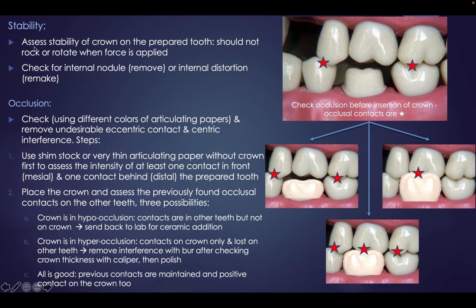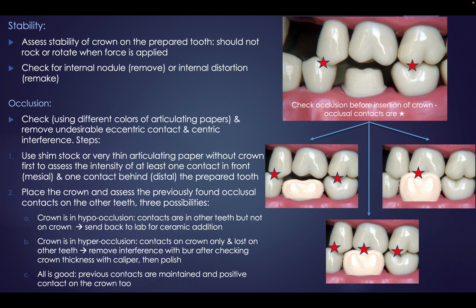Now, stability. Number 1, you check the proximal contact. 2, you check the marginal contact or integrity. 3, you check that there is no rocking. If there is rocking, check if there is any problem or nodule, and you can remove that. Number 4, everyone checks occlusion first, and here occlusion comes number 4.